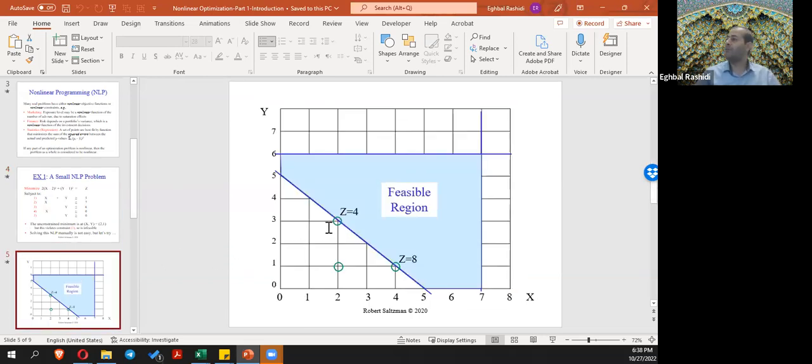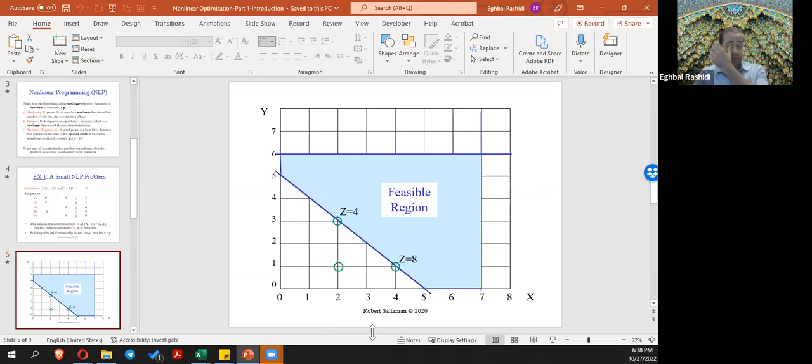But here, because we are dealing with a nonlinear objective function, that does not work for us. The optimal solution is not necessarily at the extreme points, and we actually have infinite possibilities. That's what makes it more challenging. Generally, nonlinear programming problems are more challenging to solve than linear programming.